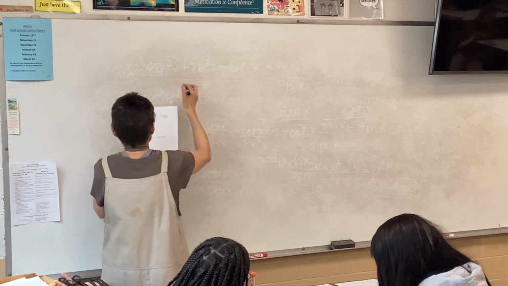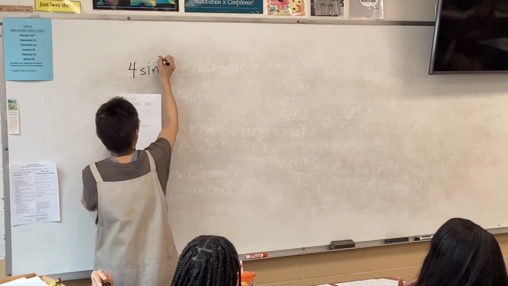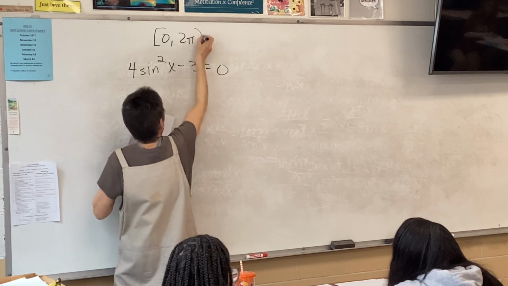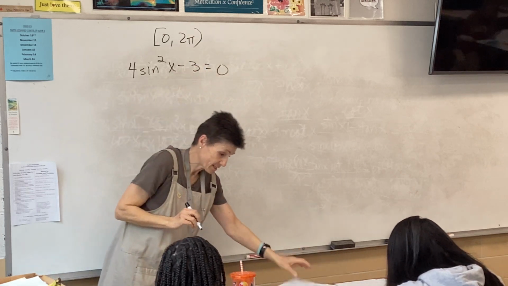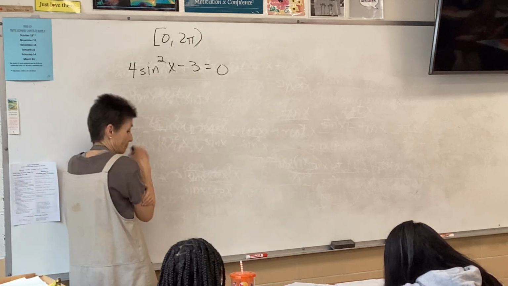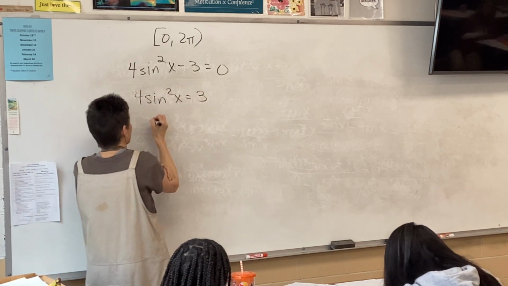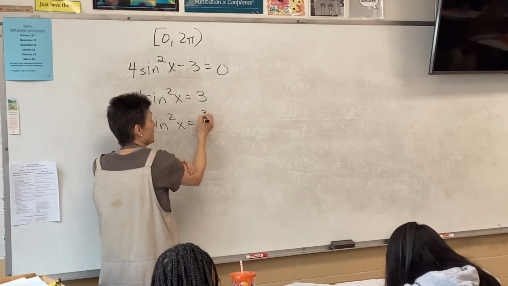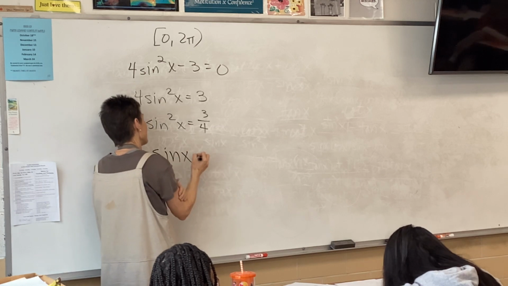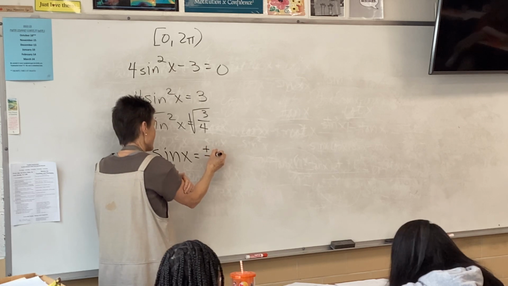Here, we have to practice a couple more though, because you're going to have one of those, but you're also going to have one of these. All right, we're going to have to solve this. This is not a verify, this is a solve. Add 3 and divide by 4. And then what? Square root both sides, remembering that when you square root, it's plus or minus.